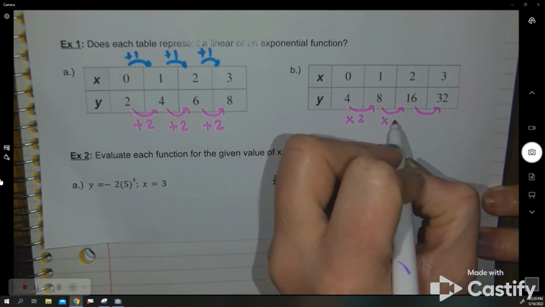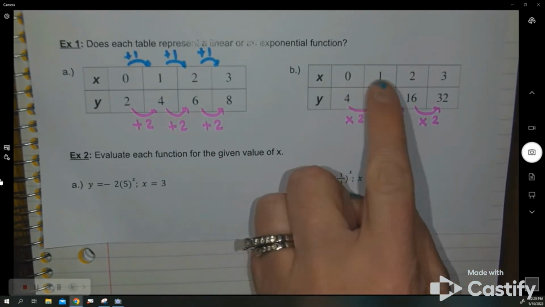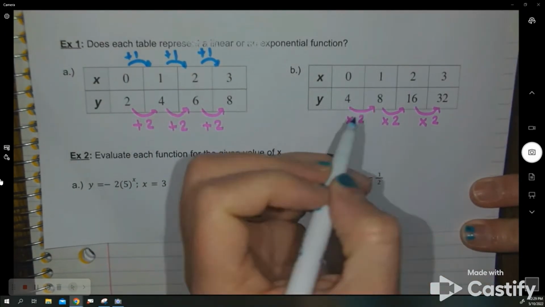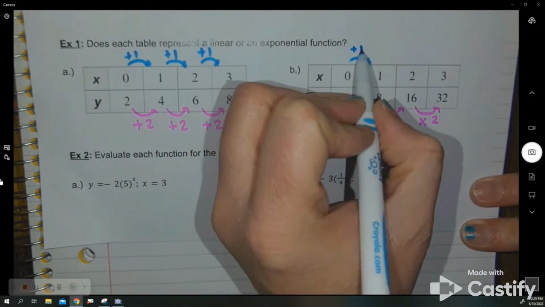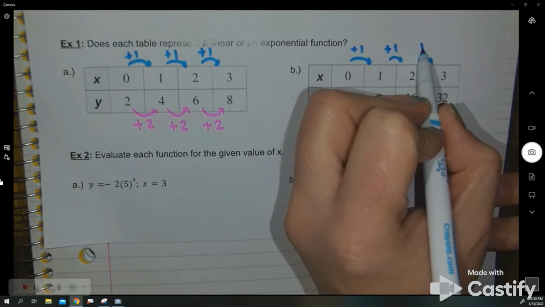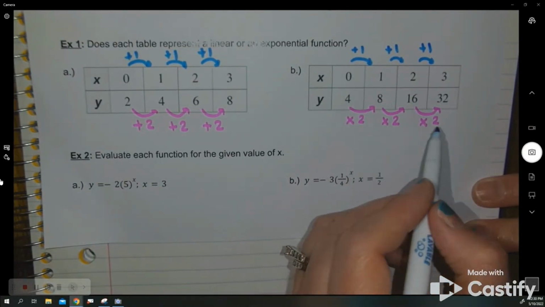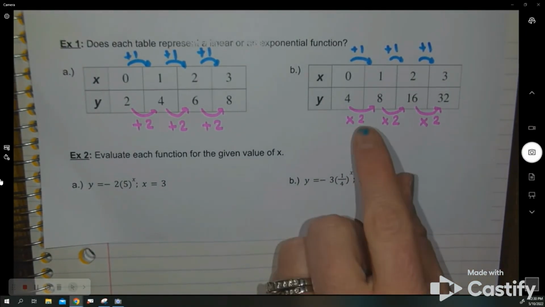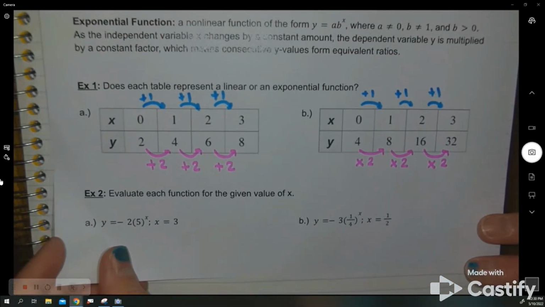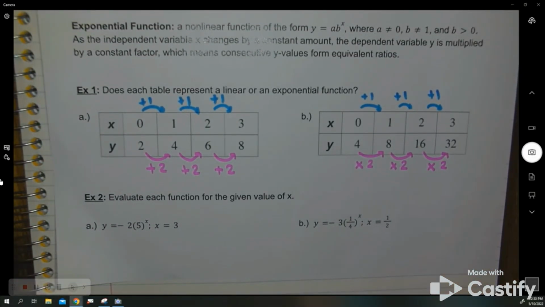So this is times 2. We'll use the x to show times in this one. And the x value is also going up at the same rate. So while the y is getting multiplied by 2, the x value is being added by 1. So as the x value increases by 1, the y value increases by times 2. And since we're multiplying by 2, let's take a look back at our definition of exponential functions here. We're looking at a times b to the x power.